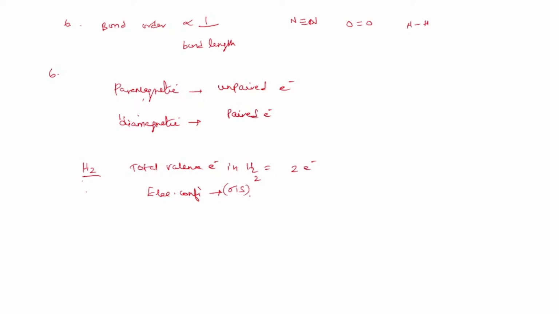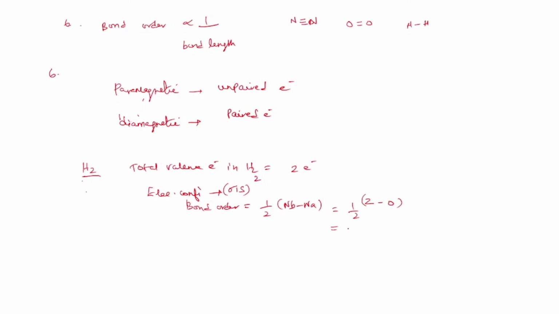Now bond order. What is the formula? Bond order is equal to 1/2 (NB minus NA). NB means the number of electrons in bonding, so 2 minus 0, as there are no electrons in anti-bonding. So we get the answer 1. In the hydrogen molecule, the bond order is 1.